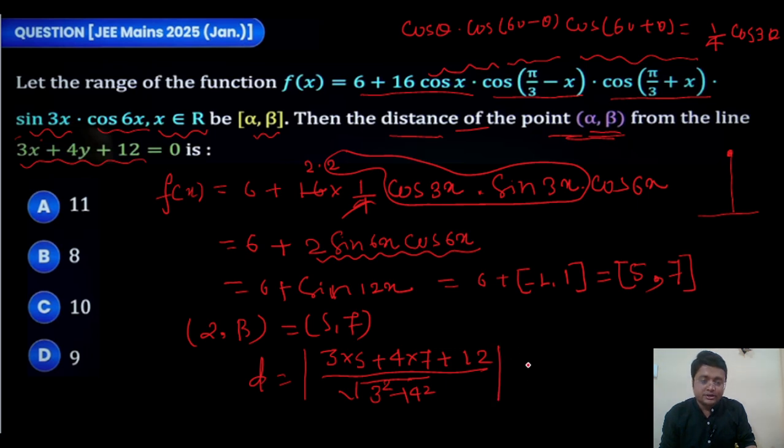Then you just simplify. 5 × 3 is 15, plus 28, plus 12, so you are getting 55. And here 3 × 3 is 9, 4 × 4 is 16, so 25, and the square root of 25 is 5. So here it is 11. So the distance of the point (α, β) from the line is 11. Your correct option is 11, right?